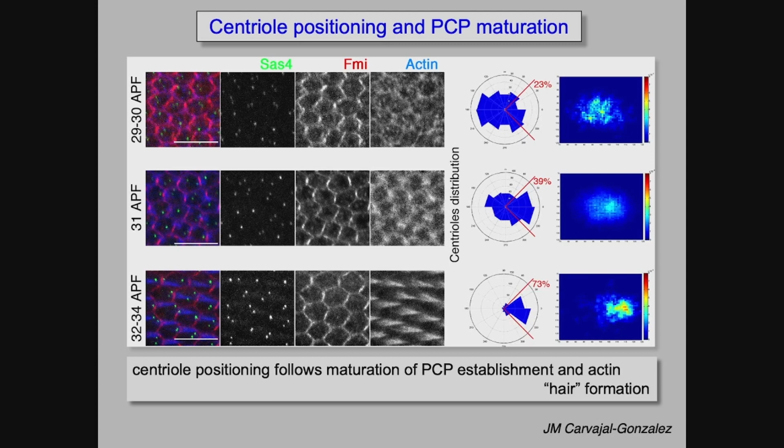And if you look at how this evolves during PCP establishment, initially PCP is already set up, but the actin is still non-polarized, and the centriole sits in the middle. As the actin gets more and more polarized, here you start initiating the actin base hair, and here it's formed. We enrich the centrioles in the distal quadrant, which is at the base of the actin. So centriole positioning follows maturation of PCP establishment, which is consistent with the idea that mature PCP will position the primary cilium.